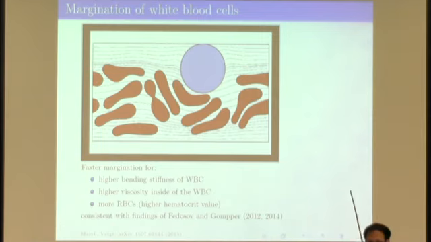Could you use your model to understand things like sickle cell anemia by giving your red blood cells more of a shape? Yes. I don't know about sickle cell anemia, okay, but we could freely choose a shape. Yeah. Okay.